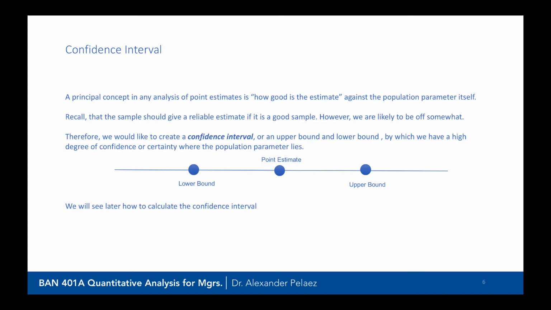Now, a principal concept of any analysis of point estimates is, well, how good is the estimate against the population parameter itself? Remember that if we have a good sample, it should give us a good estimate of the population mean, but we're likely to be off, just hopefully not by too much. What we want to do is create a confidence interval. This confidence interval is an upper bound and a lower bound by which we have a high degree of confidence or certainty that the population parameter lies between. And we'll see in other slides how to calculate this confidence interval.